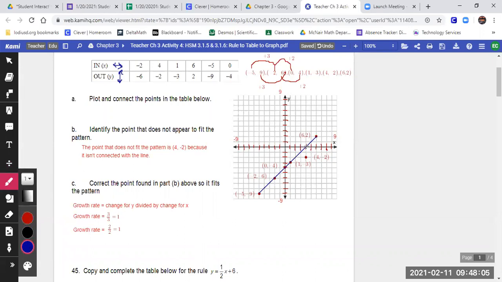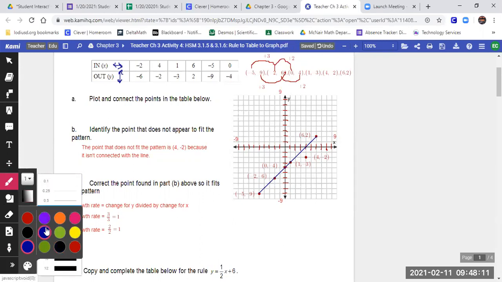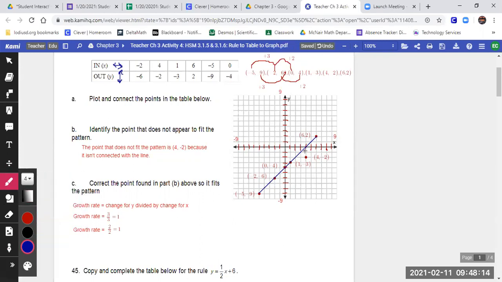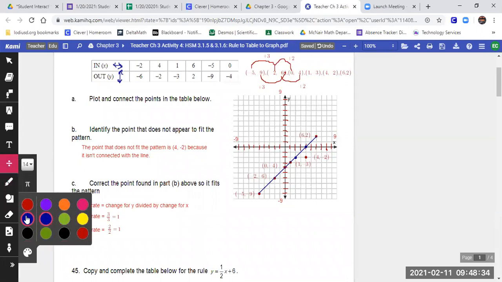So I see this is where the 4 is crossing. Oops, I gotta make it bigger. That would be one way to fix that coordinate, put the 4 at the right spot. Or this is where the -2 is crossing. That would be another choice. What are those 2 points? What did the X have to be for it to be a -2 for the Y?